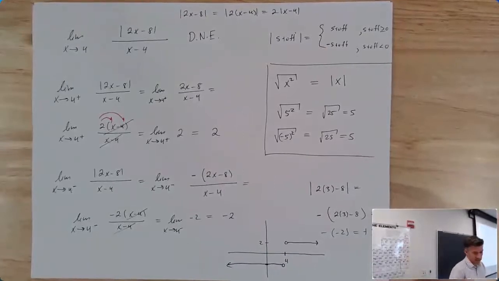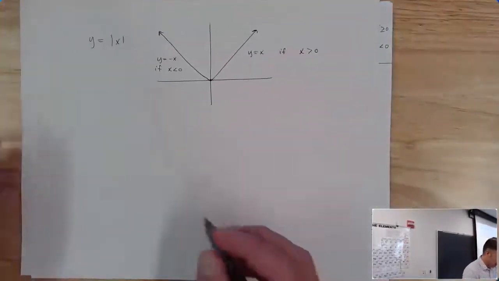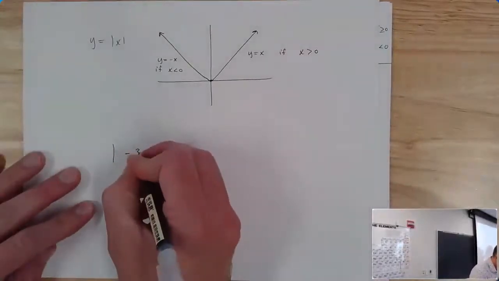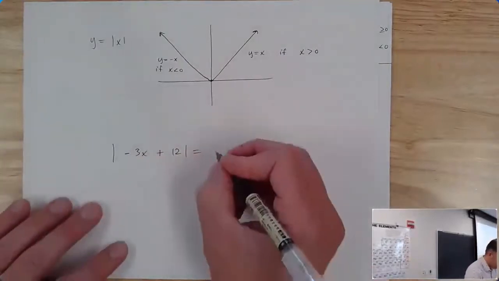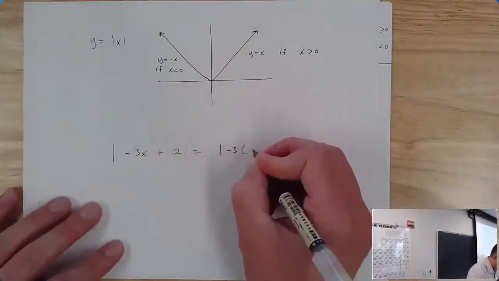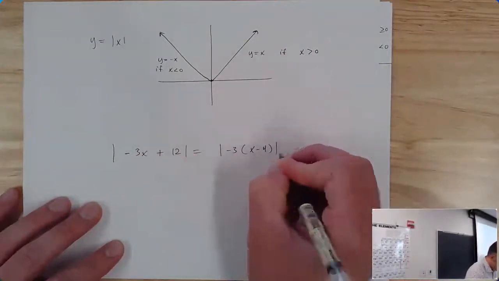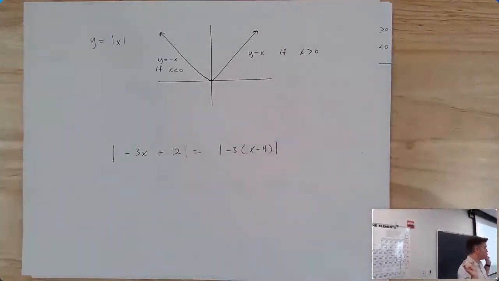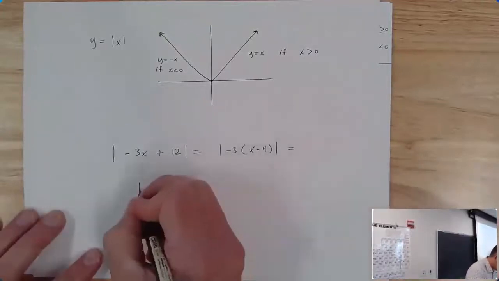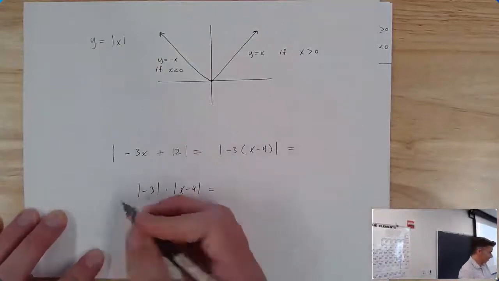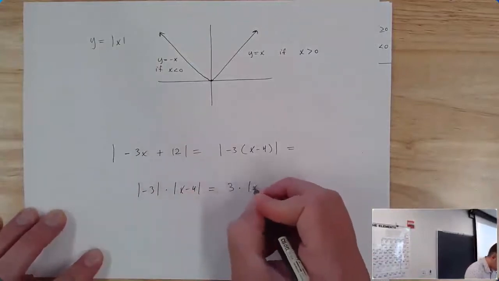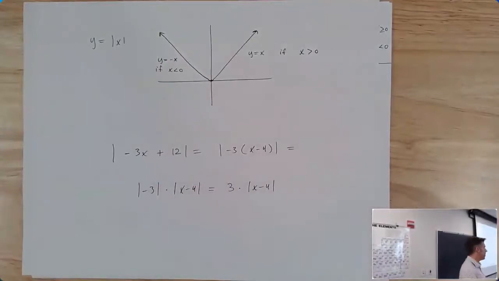You can even factor out if it's negative. For example, if you're dealing with the absolute value of, say, negative 3x plus 12, and I want to factor out the negative 3, I can. It's the absolute value of negative 3 times x minus 4. And then when you have an absolute value of a product, there is a rule for absolute values of products. You can say it's the absolute value of negative 3 times the absolute value of x minus 4. And then the absolute value of negative 3 is just 3. So that's how you deal with something like that. You can always factor constants out of absolute values. You have to make sure that if they're negative, they eventually come out as a positive.